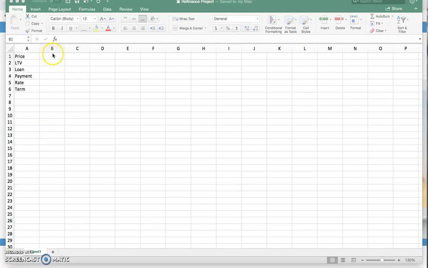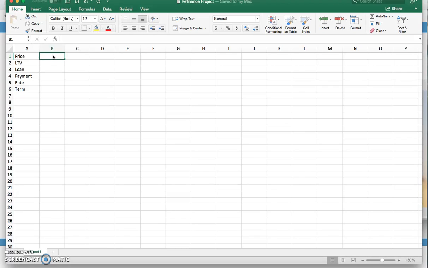Alright, so here's some of the initial given values for the mortgage payment. The price of the house was $265,500. The loan to value ratio is 80%. The loan is going to be $212,400, which is just 80% of the price. The rate was 7%, and the term is 30 years.